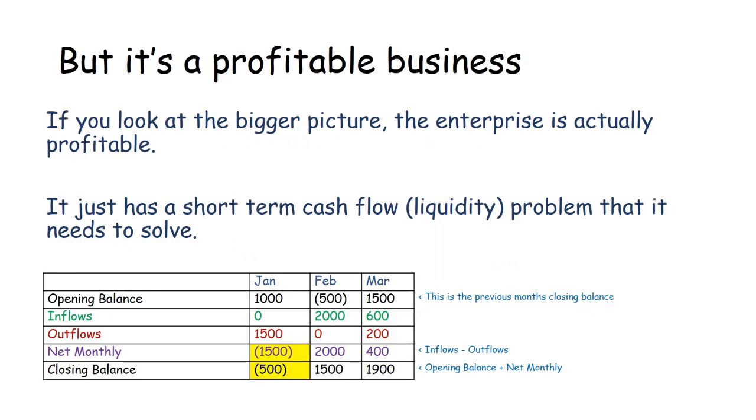But it's really important to remember that even though this business has got a liquidity problem, it's actually profitable. Look at the closing balance for March. It actually ends in a positive closing balance. It only has a liquidity problem at one point in the business's time of trading. So profitable businesses can have a liquidity problem. And that's a key point to remember.